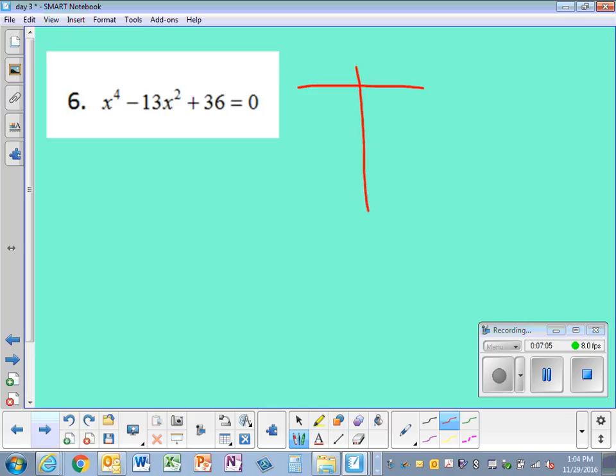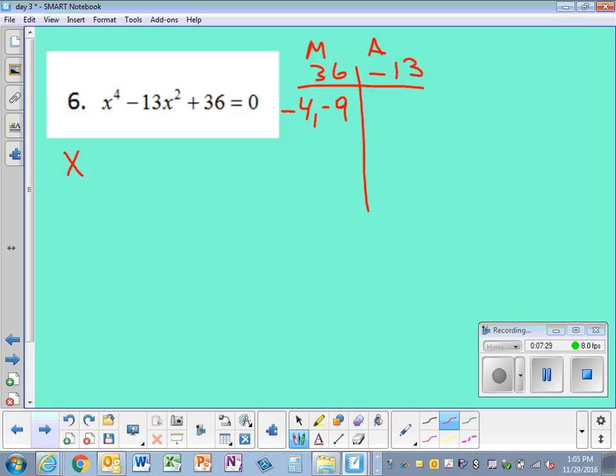So what is my m? 36. And what is my a? Negative 13. So what are my numbers? Negative 4 and negative 9. Negative 4 and negative 9 work, right? Negative 4 times negative 9 is 36, and the sum is negative 13.